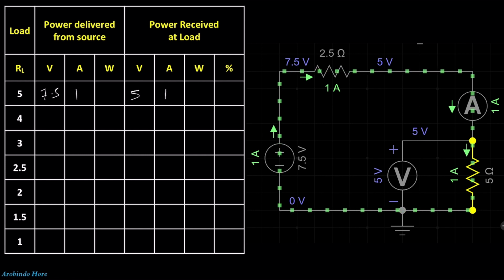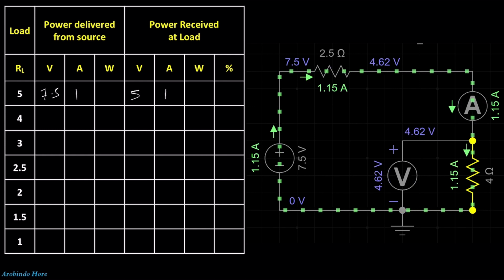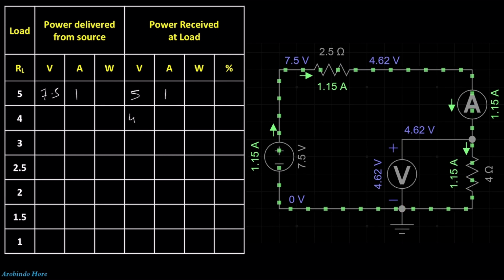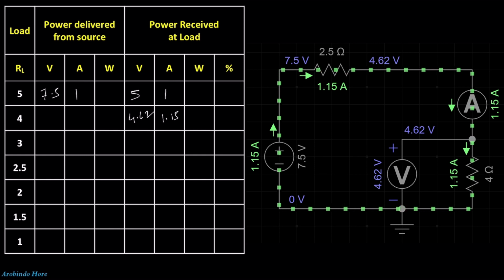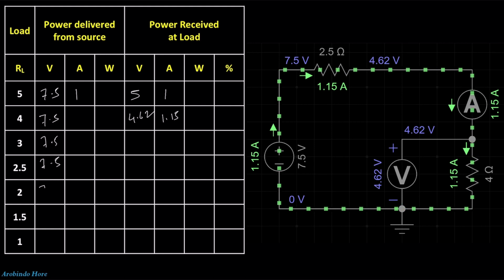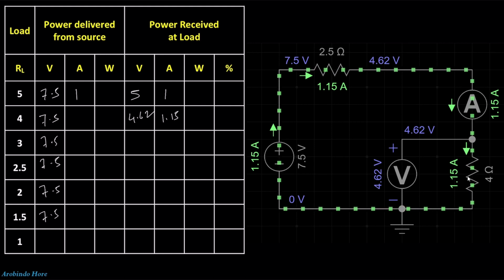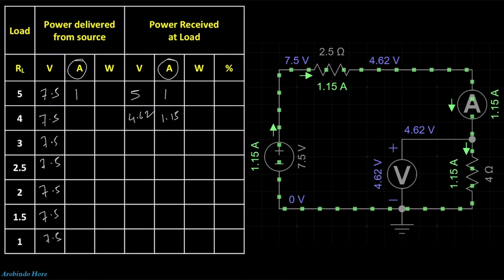Now let's change the load resistance value from 5 ohm to 4 ohm. Here you can see the load voltage decreases from 5 volt to 4.62 volt, but current increases from 1 to 1.15 ampere. And the source voltage, 7.5, is the same for all, as if I change the load resistance, the source voltage will be constant. So this source current and this load current will be the same. Now you can see the source current also is 1.15 ampere, right?